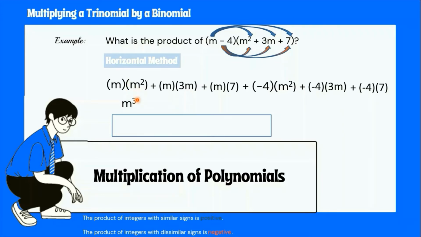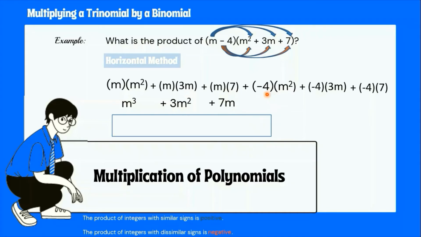M multiplied to m squared is equal to m cubed dahil invisible 1 plus 2 is equal to 3. Next, we also have 3m squared na result naman ng m times 3m. Si m ay walang literal coefficient. So, tulad ng exponent niya na invisible 1, siya din ay may numerical coefficient na invisible 1. Kaya 1 times 3 is equal to 3. And then yung exponent ay naging 2 dahil 1 plus 1 is equal to 2. Kaya 3m squared. Next, m multiplied to 7, magiging 7m.